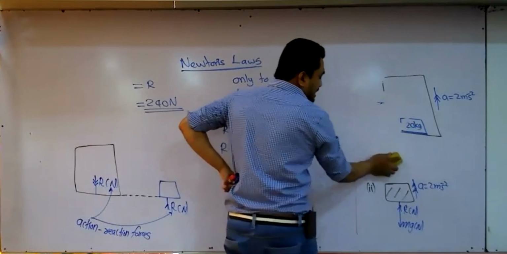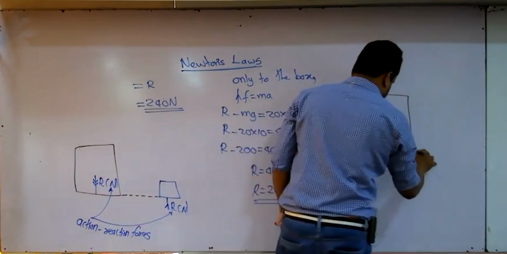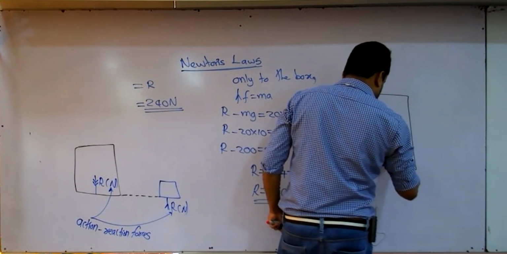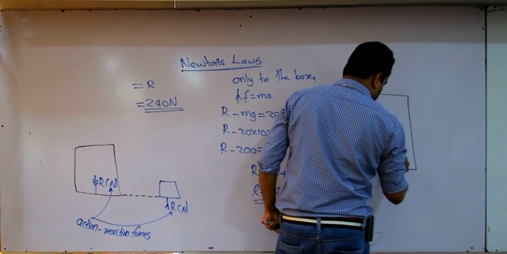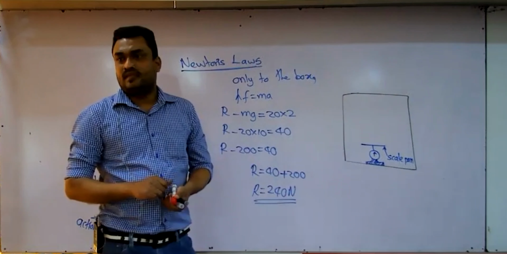A scale is kept in a lift. Full stop. An object of mass 4 kilogram is kept on the scale pan.